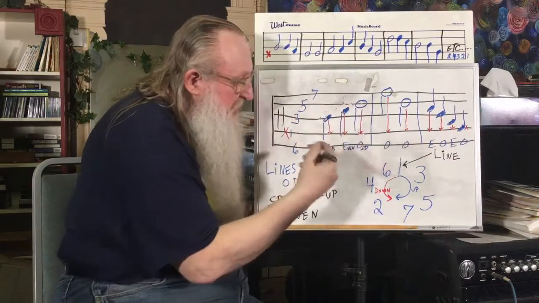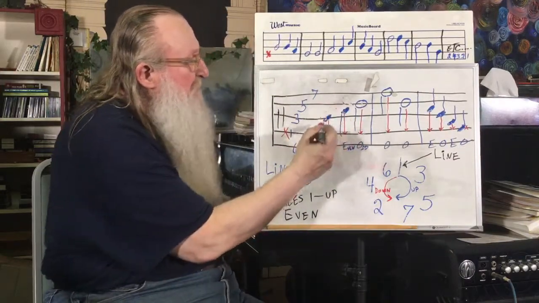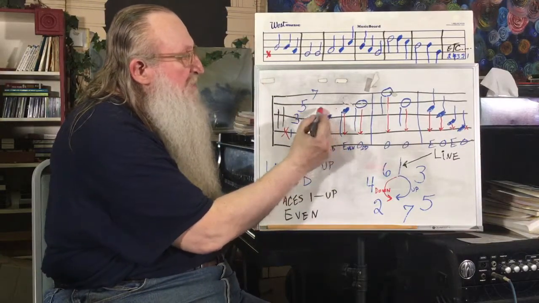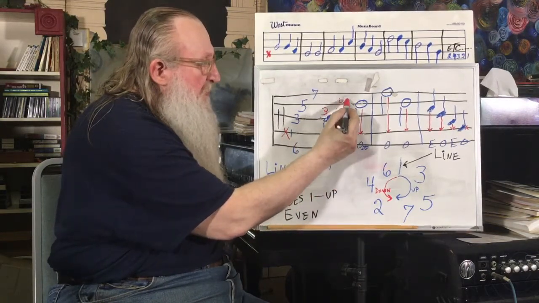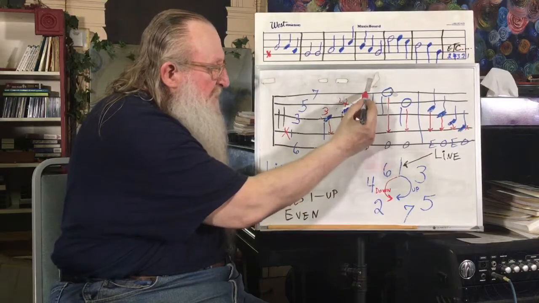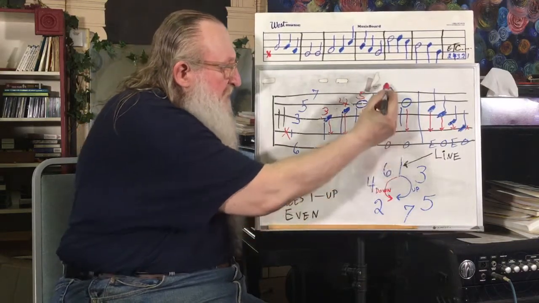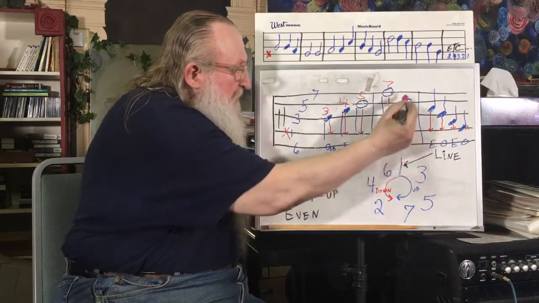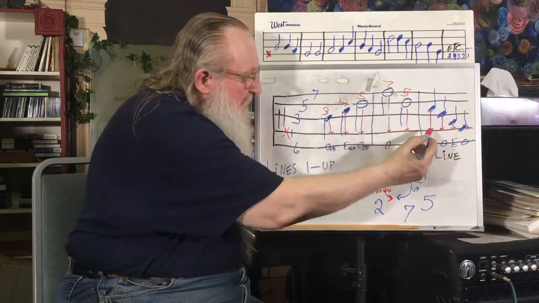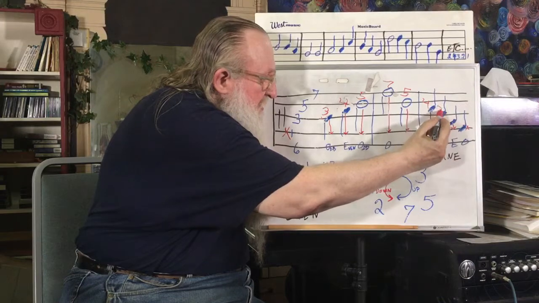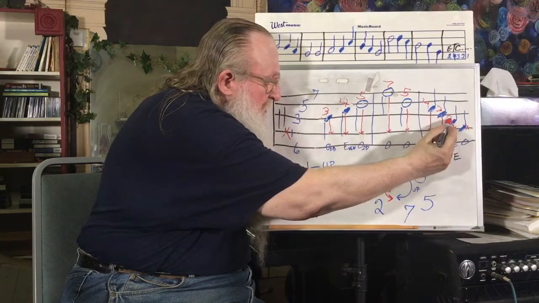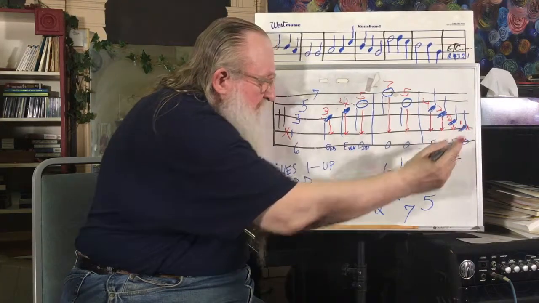This is not a standard melody. This is something I threw off the top of my head. So from here to here would be 3, so this note is 3. From there to there, that's 4. From there to there, 5. From here to there, that's 7. There's a 5. From here to there is 4. There is a 3. There is a 2. And right there is a 1.